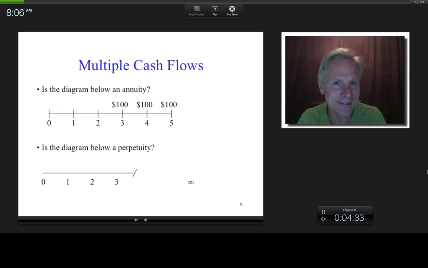In a similar vein, is this diagram a perpetuity? It is, right? It just happens to start at time period 2.